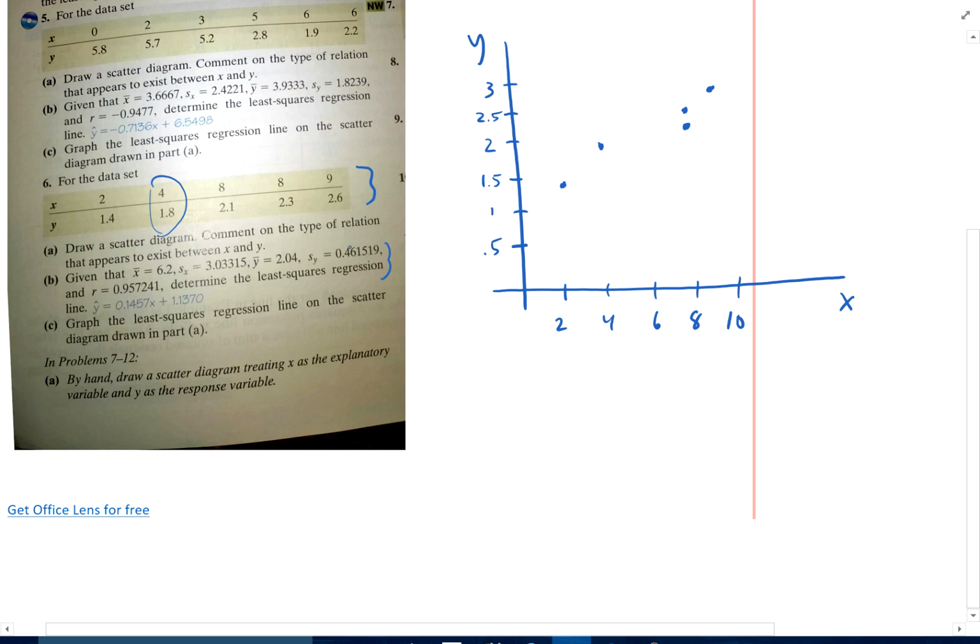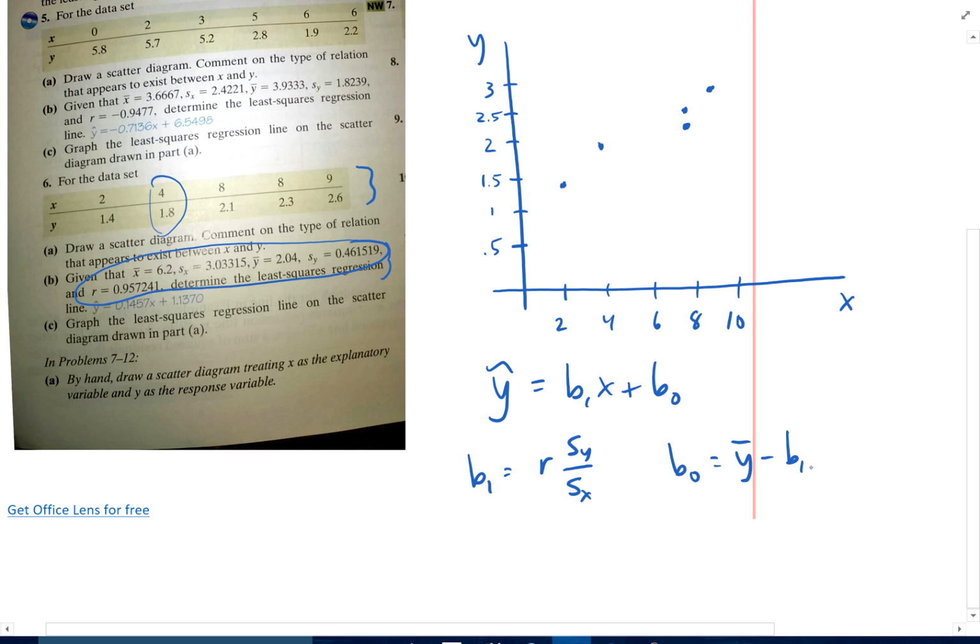And we've got our data here, and we want to write the equation of the regression line. So we've got our formula for the regression line. Y hat equals b1x plus b0, and we know that b1 is r times s sub y, standard deviation of y, over standard deviation of x, and b0 is y bar minus b1 x bar.